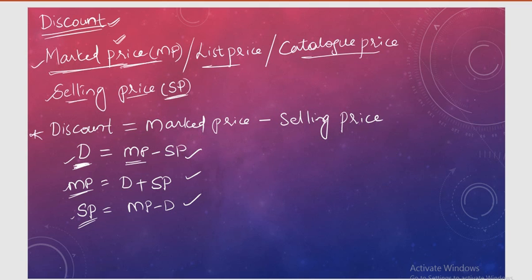So no need of remembering all the formulas. Simply remember discount is equal to market price minus selling price. Based on that, we are going to get the remaining, right? Next, after this, discount we have found, clear.